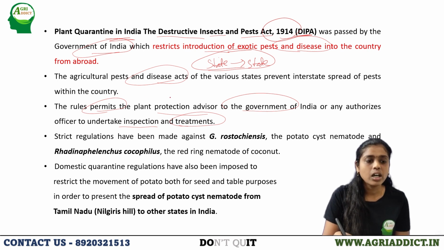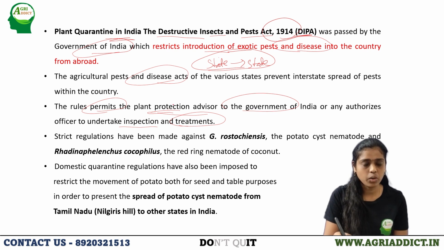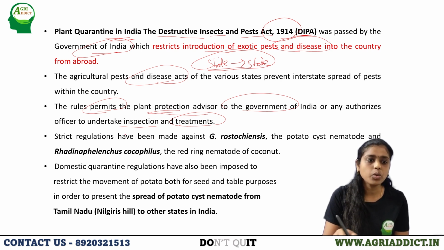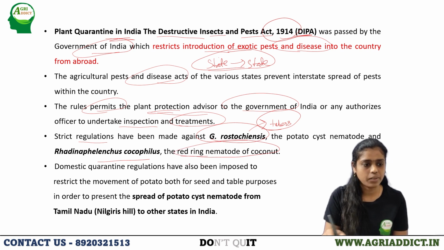According to that rule, the plant protection advisor to the Government of India will have the right to undertake inspection and treatments at any time and at any cost. Even in our country there are strict regulations against Globodera rostochiensis, which mainly spreads through potato tubers, that is potato cyst nematodes, and Radinaphelenchus cocophilus, red ring nematode of coconut.